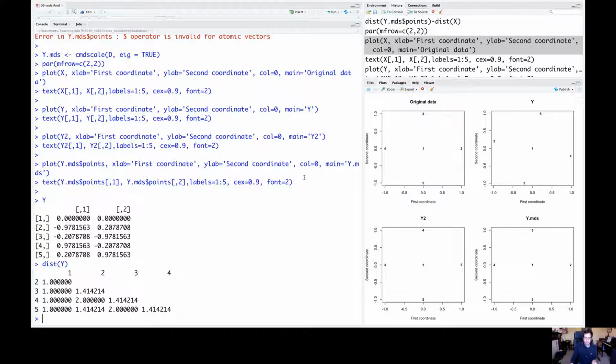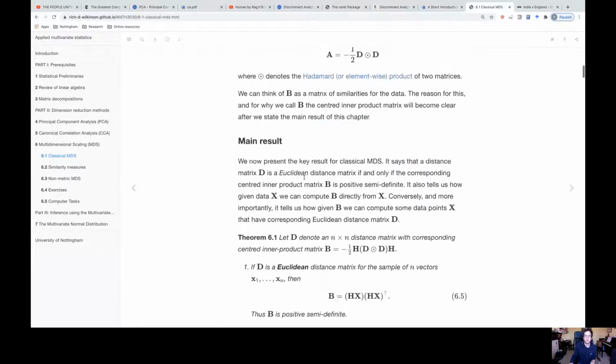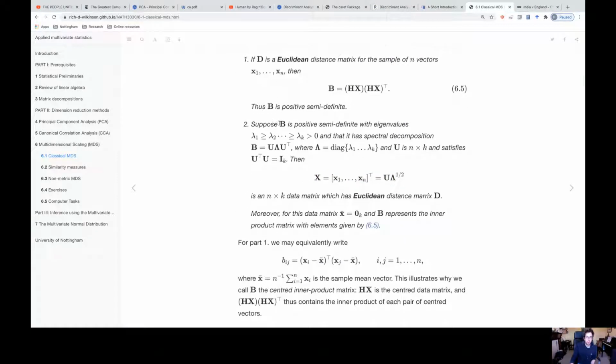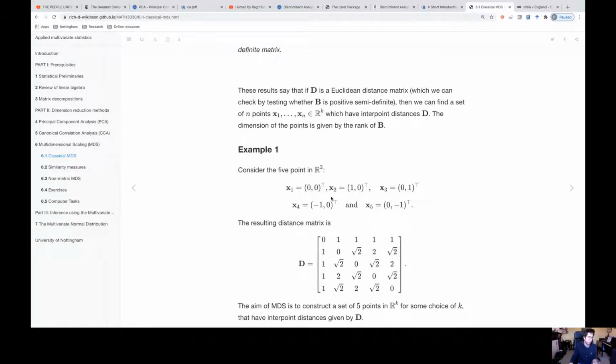So again, just to stress what we've done here. We started with our matrix B, and we've computed a set of points X. And those set of points X have recovered, at least in terms of the distances, the original data. Because in this case, the original distance matrix really did have a set of points corresponding to it in Euclidean space, with Euclidean distances given by its distance matrix.